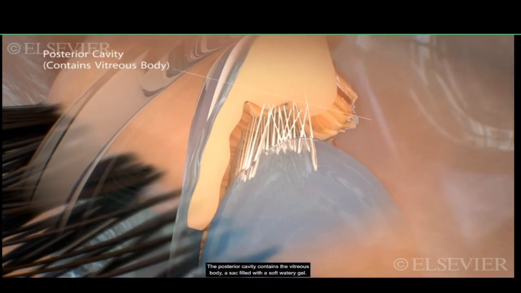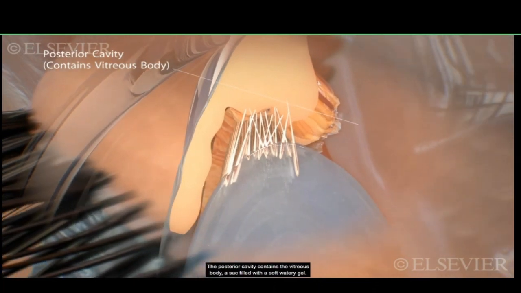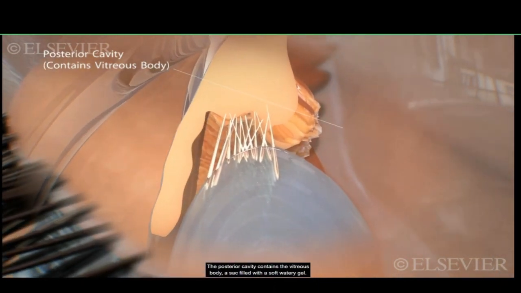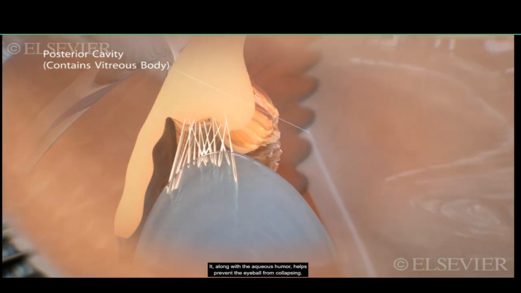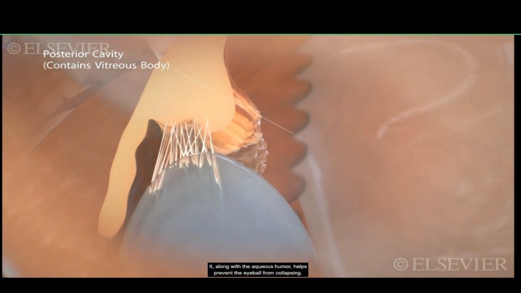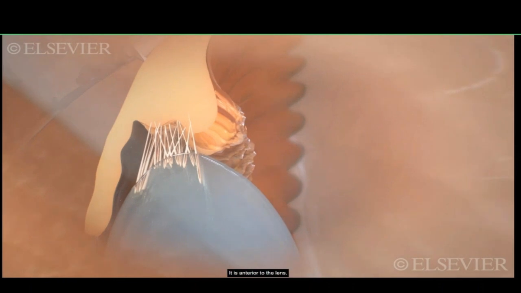The posterior cavity contains the vitreous body, a sac filled with a soft, watery gel. It, along with the aqueous humor, helps prevent the eyeball from collapsing. It is anterior to the lens.